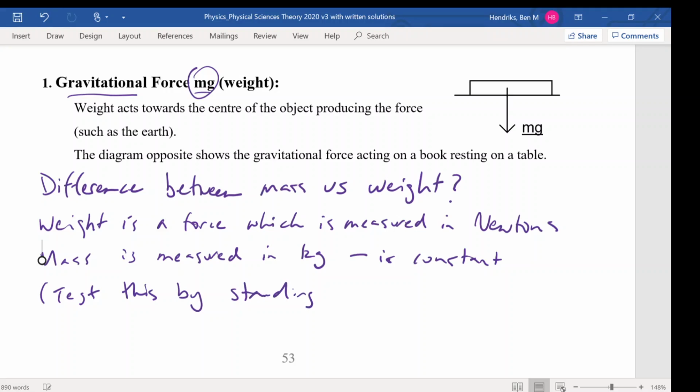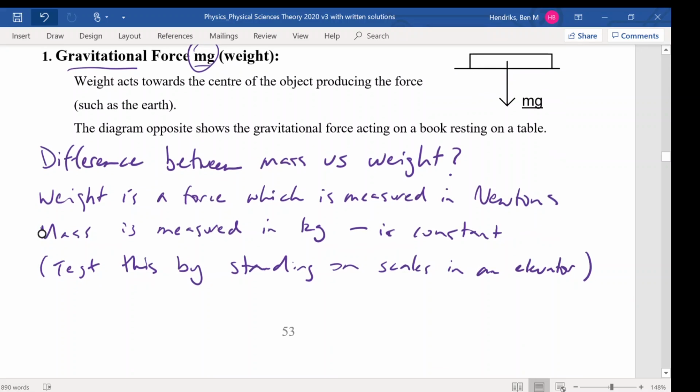I'll just make a little note here. Test this by standing on scales in an elevator. Okay, and I'll just finally write the last note here: weight changes depending on the acceleration of gravity.